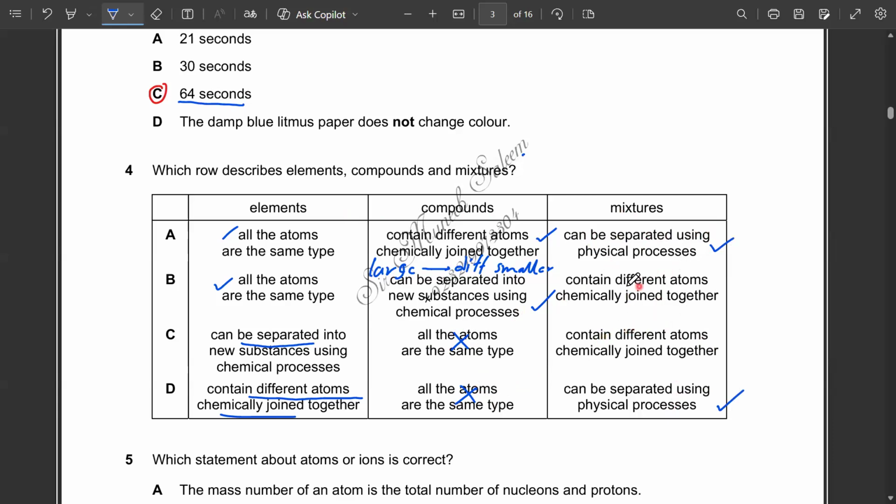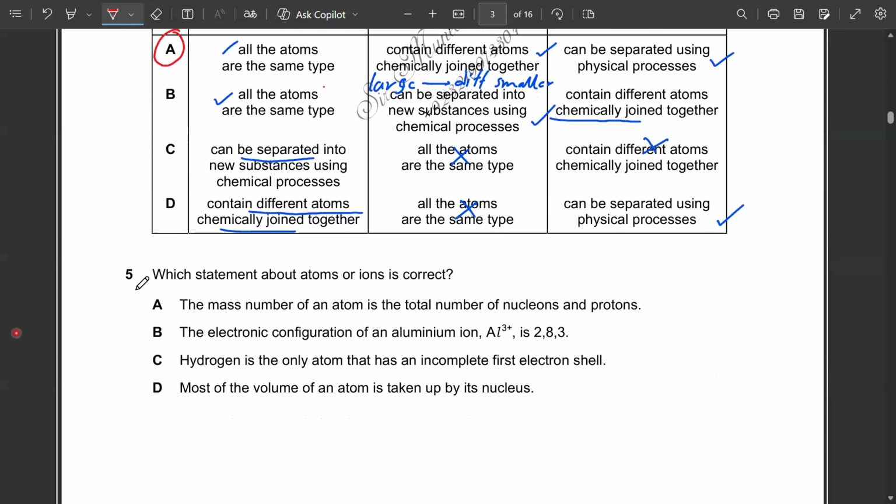However, B contains different atoms chemically joined together. No, they are not chemically joined, they are physically joined together. Similarly, this is also wrong. So in this way, the correct option becomes the A option, having all the three ticks present.